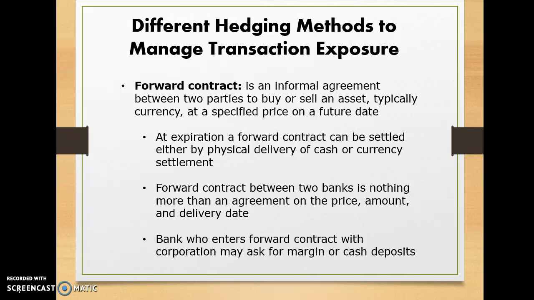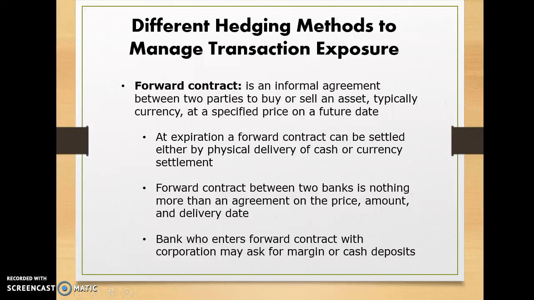So the first hedging method is the forward contract. This contract is an informal agreement between two parties to buy or sell an asset, typically currency, at a specific price on a future date. At expiration, a forward contract can be settled either by physical delivery of cash or a currency settlement. A forward contract between two banks is nothing more than an agreement on a price, amount, and delivery date.